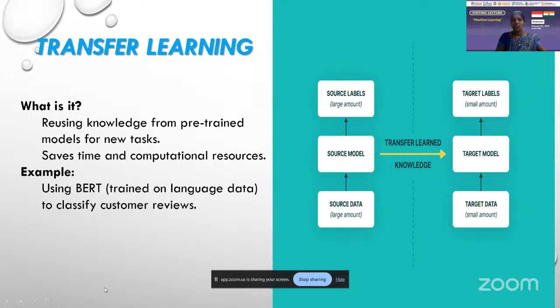What is the benefit of using transfer learning? It generally saves time and computational resources. An example is BERT, which is trained on language data to classify customer reviews.